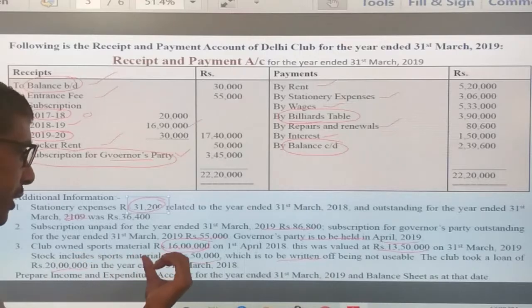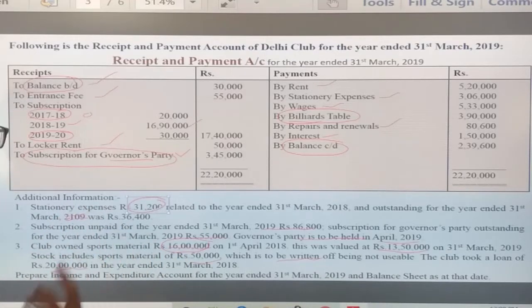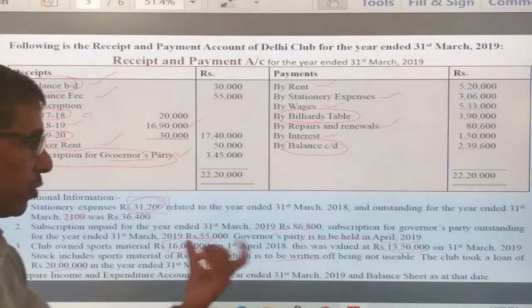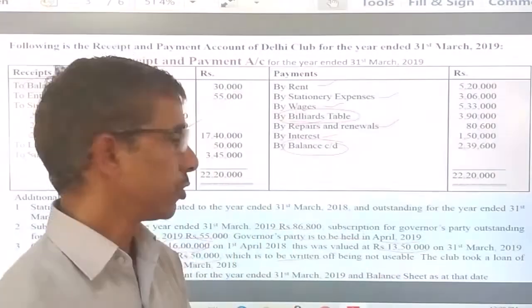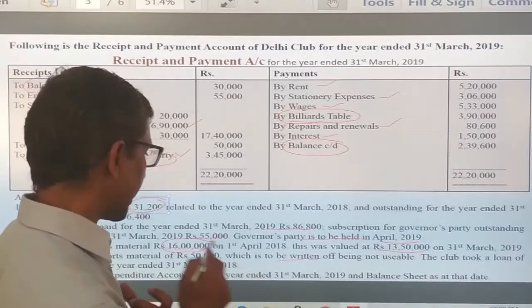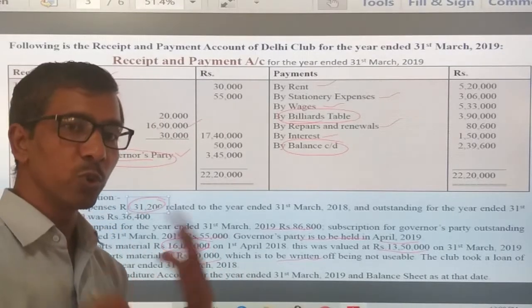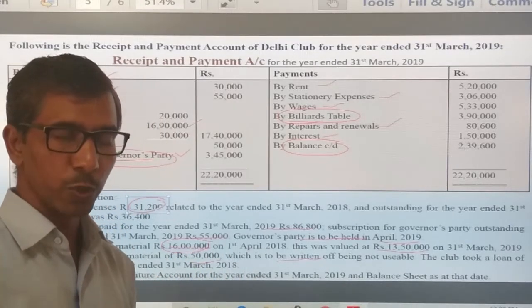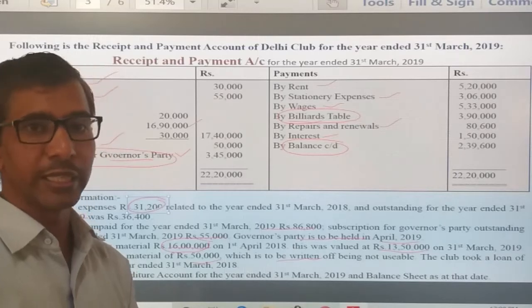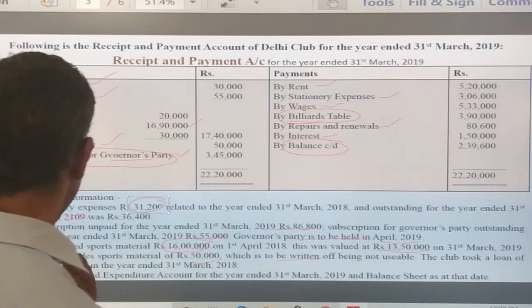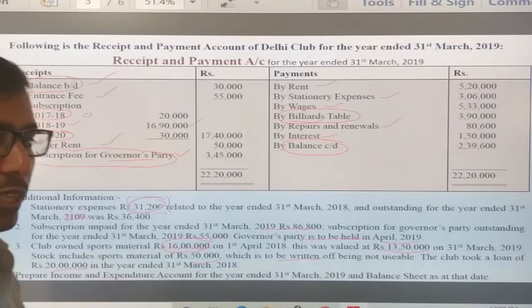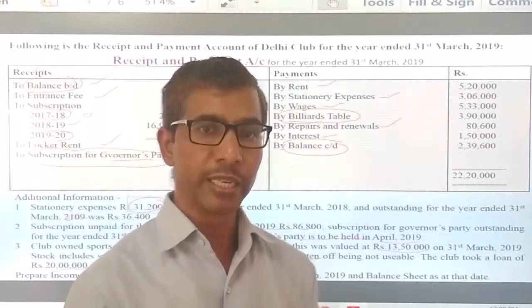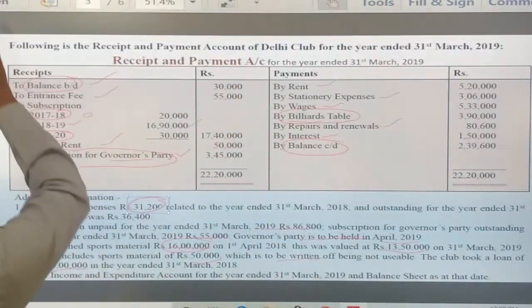And stock includes sports material of ₹50,000, which is to be written off being not usable. So we have to write off this 50,000 rupees. So we have to show this in income and expenditure account. And 20 lakh rupees loan is there, 20 lakh rupees loan on 31st March 2018. So it will come in opening as well as in closing balance sheet.